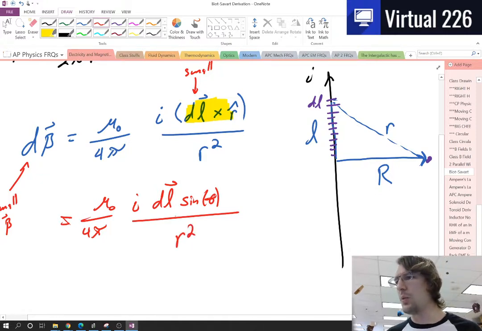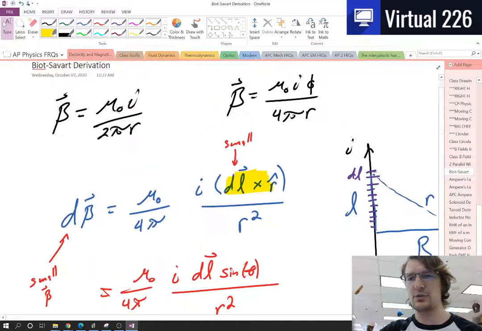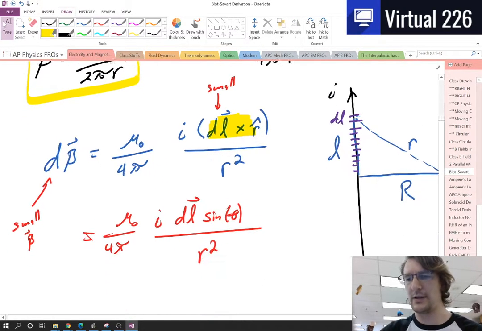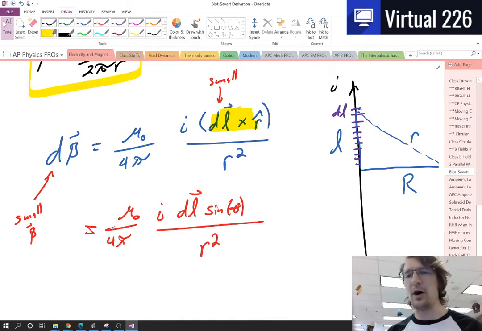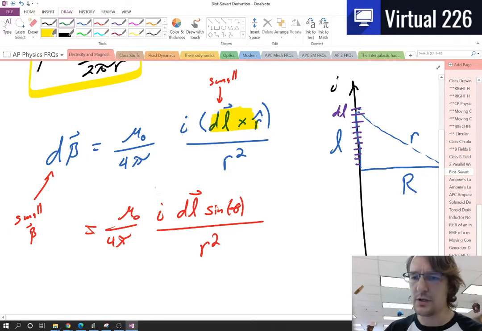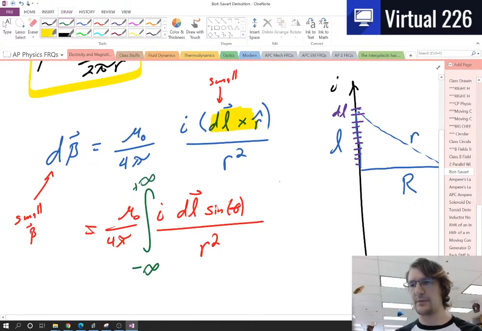So what's going on here? How can we get this back to this original equation? How do I get to this ending? Well, if I'm adding up all of these little dl terms, and I'm adding an infinite amount of them, then I need to take an integral. Now, when I set up this integral, it is technically going to be from negative infinity to positive infinity, because this is an infinitely long wire.